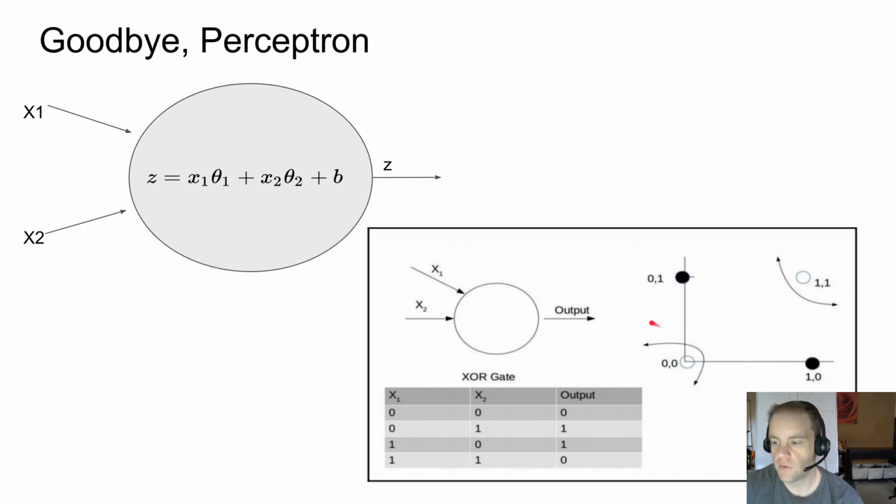Right. So there's no way to linearly separate these two cases, right? You just can't do it. This is where the perceptron falls apart. It's not possible to solve this really simple equation with the perceptron.